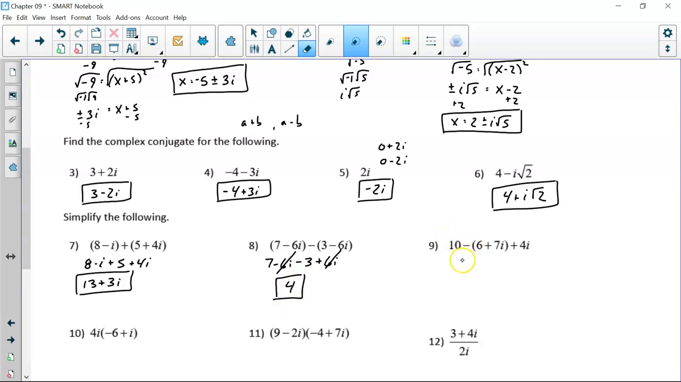Number 9, 10, distribute the negative. -6 minus 7i plus 4i. So then we combine. 10 minus 6 is 4. -7i plus 4i is -3i.